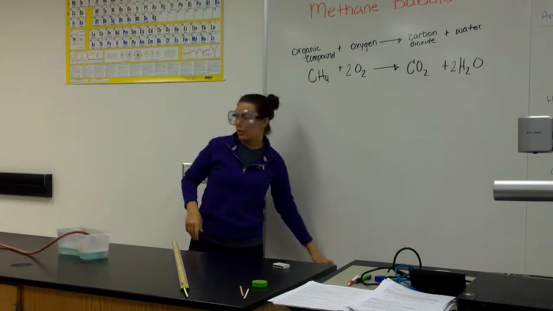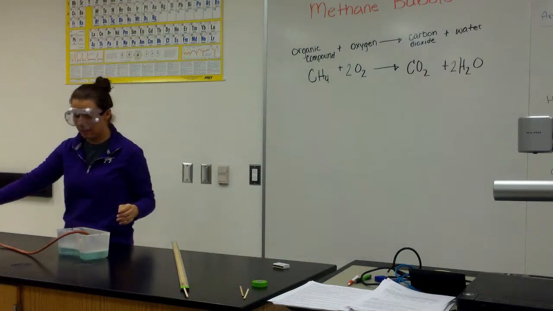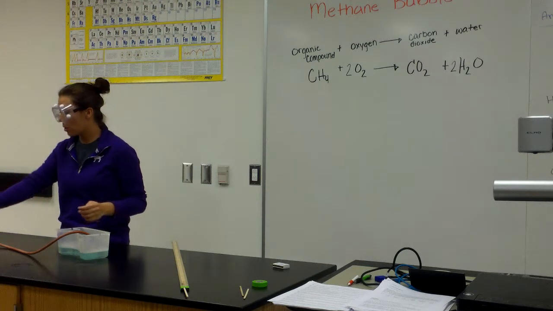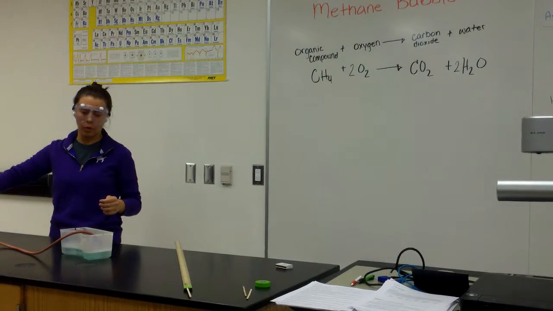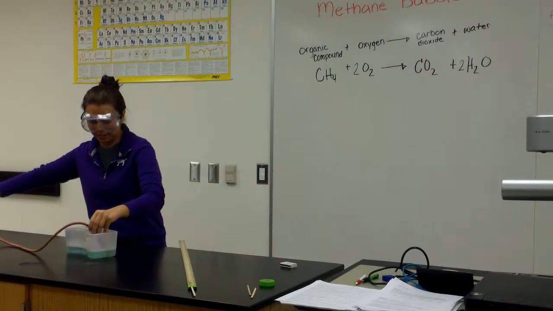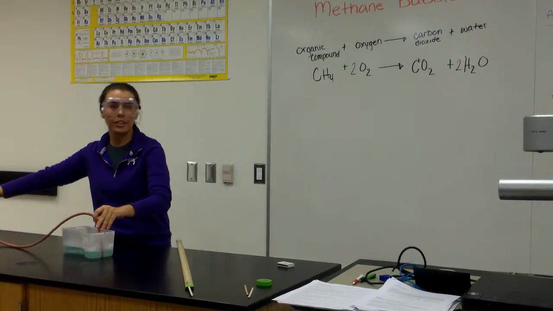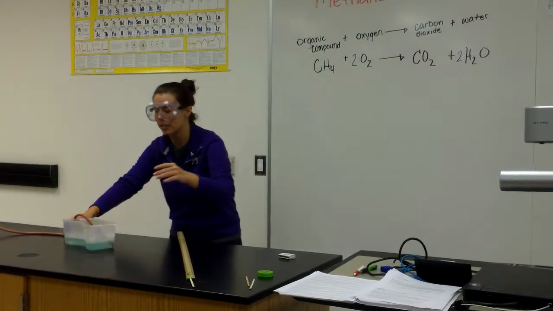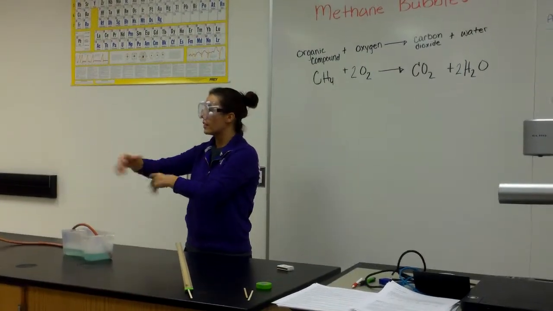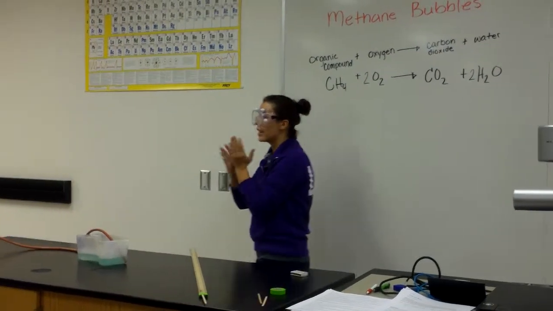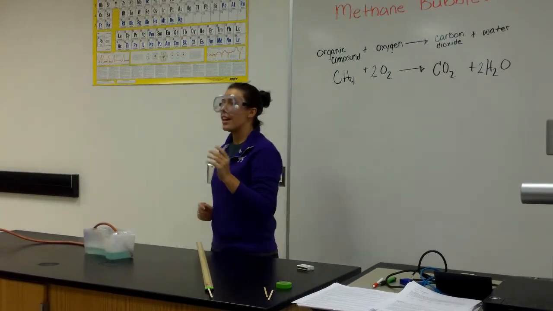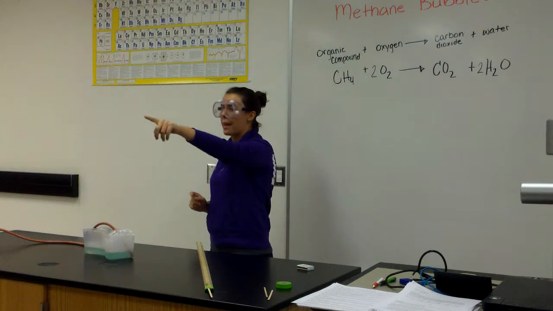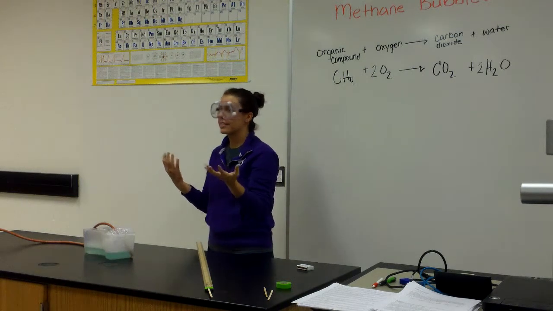Now, to do this experiment, you're going to turn the gas on into a soapy water mixture and let some bubbles form of methane gas. Now I'm going to ask a volunteer to come up that has safety goggles. I want to make sure your sleeves are pushed up. If you have any rings on, you want to take them off. And then you can go to the back sink and wet your hands.